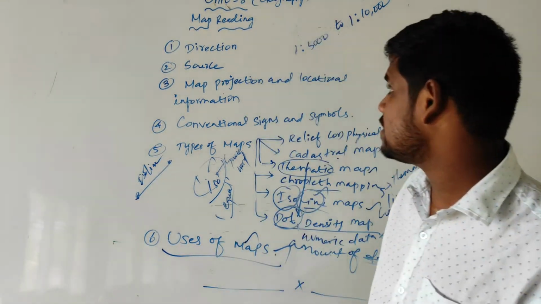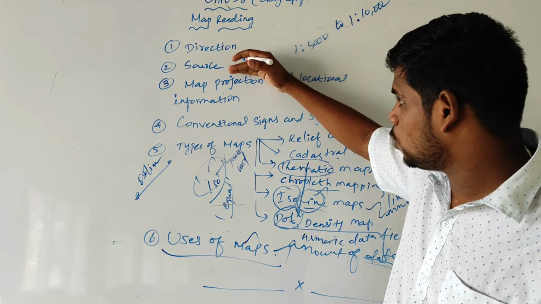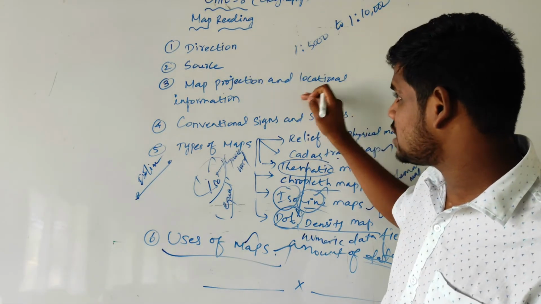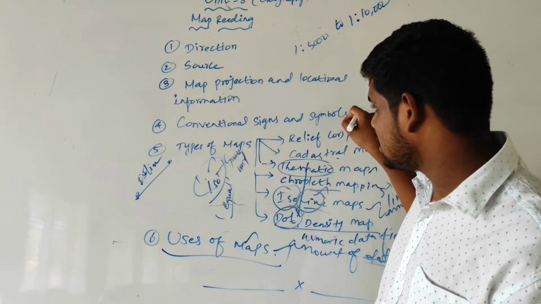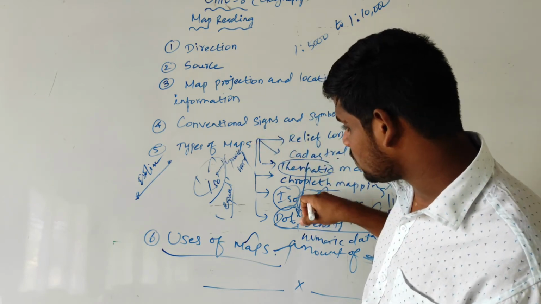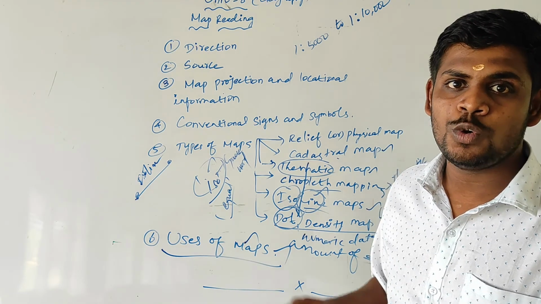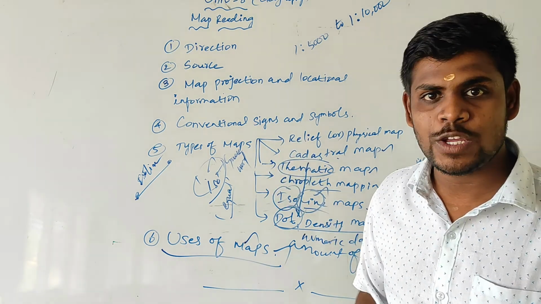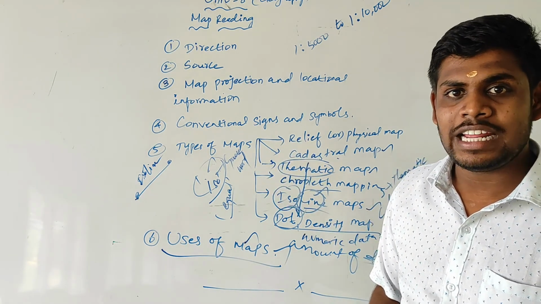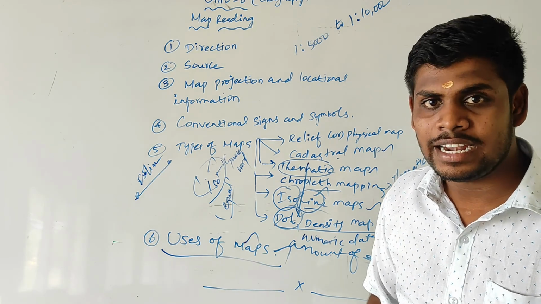As discussed, we have covered direction, scale, map projection and location information, conventional signs and symbols, the types of maps, and lastly the uses of maps. You watched this video. Thank you students. The remaining lesson we will see in the next class.